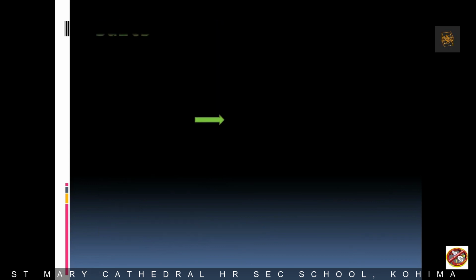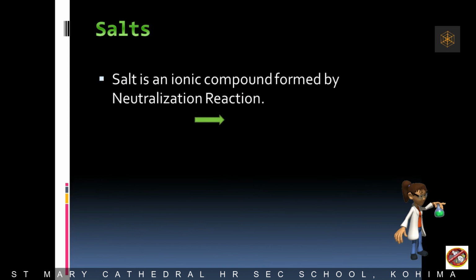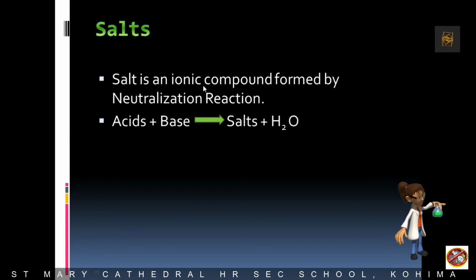Alright, now let us talk about salt. How are salts formed? When acid and base react with each other, you get salt and water. Salt is an ionic compound formed by a neutralization reaction. This reaction is called a neutralization reaction, and salts are ionic compounds.